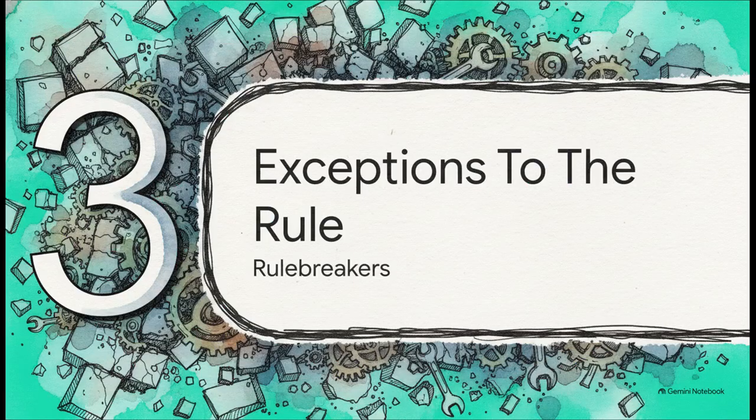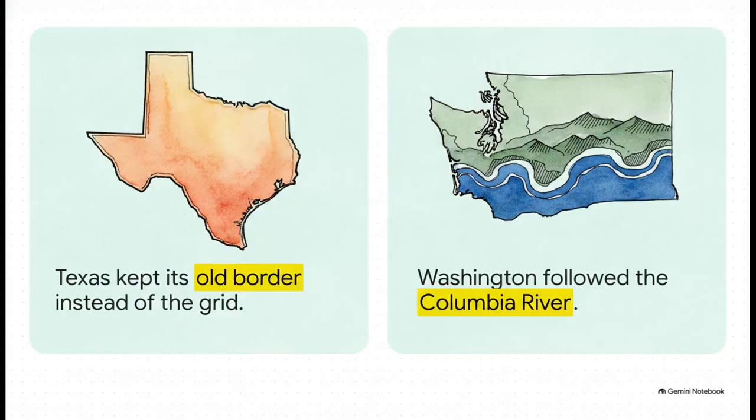Part 3. Exceptions to the rule. Now, of course, geography still occasionally overpowered the government's desire for perfect geometry. Take Texas, for example. It is entirely unique because it kept its old historical border from its time before even joining the United States, pretty much defying the neat grid system entirely. Meanwhile, you have Washington State, where the southern border completely broke from the grid to follow the immense natural boundary of the Columbia River. These exceptions are just a really wonderful reminder that reality always throws a wrench into even the most brilliant bureaucratic systems.